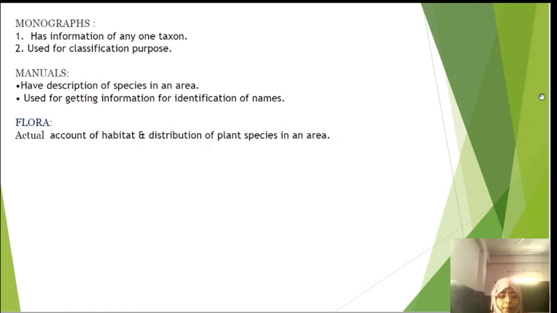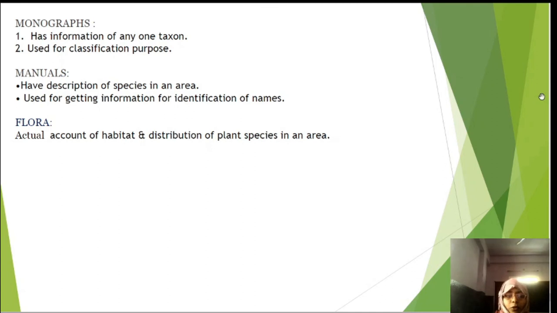Manuals, it is a kind of book which contains a description of species in an area. In one particular area, what are the organisms or what are the species present. So the description about all those organisms is present in manuals. What is the use of it? For getting information and identification of the name. You can see you have manuals for your botany and zoology in your lab where you have names and its classification and identification, everything about it.